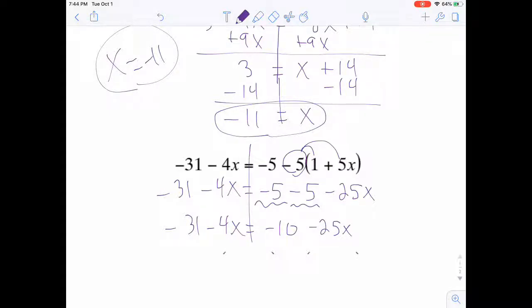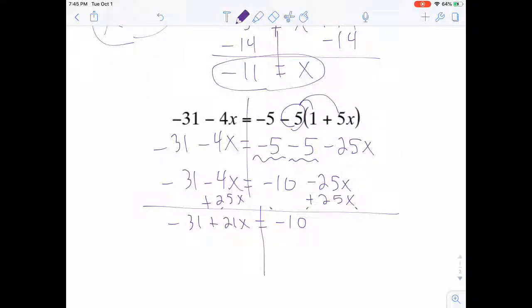My next step is now to use inverse operations to move the variables to one side. Again, move the smaller one. So negative 4, negative 25. I'm going to add 25x to both sides, leaving me with negative 31 plus 21x equals negative 10.